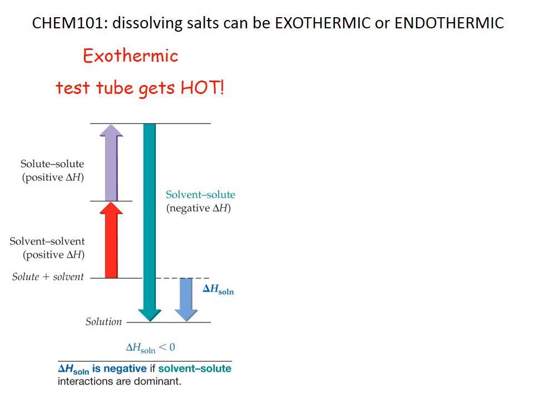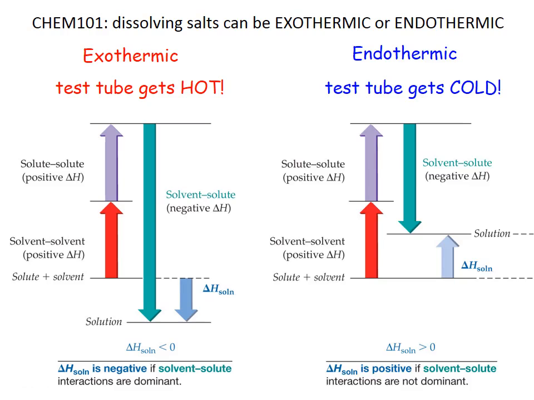The arrow goes down. The enthalpy of our solution is lower than the enthalpy of our separated solute and solvent, which means that there's excess heat at the end, which is released to the surroundings. On the right is an endothermic dissolution where the test tube got cold.